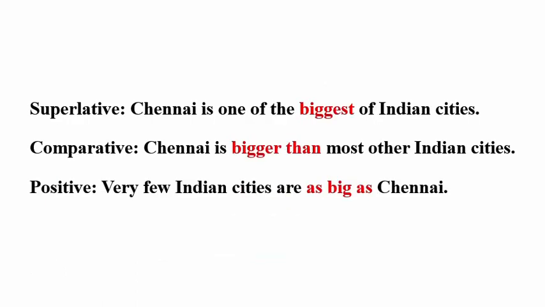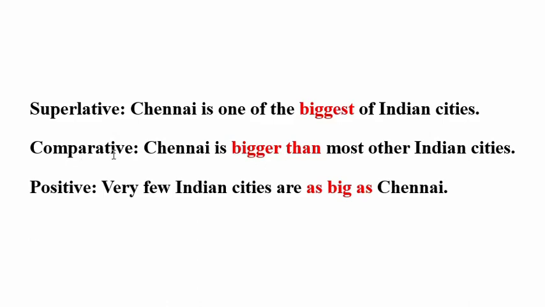You can see in this sentence, the superlative degree is used in the first sentence. Chennai is one of the biggest of Indian cities. Okay, in this example, the adjective used is biggest, that is the superlative degree of comparison, the highest level. So Chennai is one of the biggest of Indian cities. Okay, this is the meaning of the sentence. This is the sentence given, and we have to change the term biggest. Biggest, we'll change it to a comparative degree, bigger.